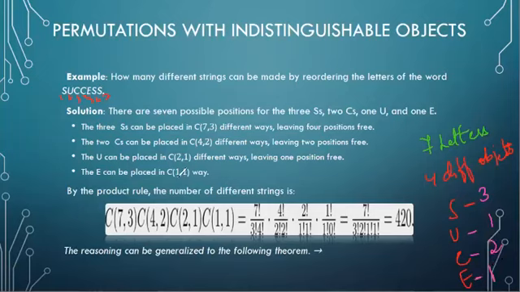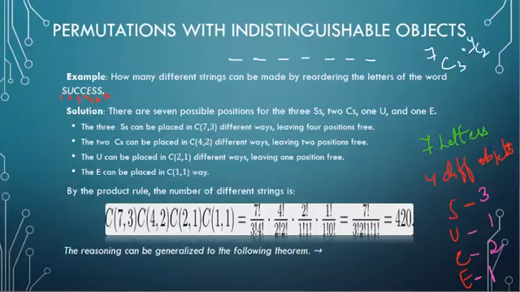Now if you are creating the number of permutations, you can take these 7 blanks, and if the objects were distinguishable, we could have filled them in 7 factorial ways. But since the objects are similar, S can be placed in 7C3 ways, that is, you can fill any 3 of the blanks with S. After filling S, how many ways can you place C? There are 4 blanks left and 2 C's, so this is 4C2.